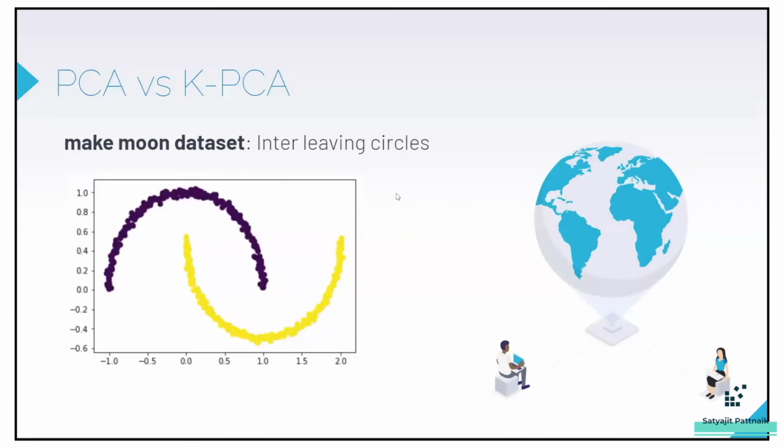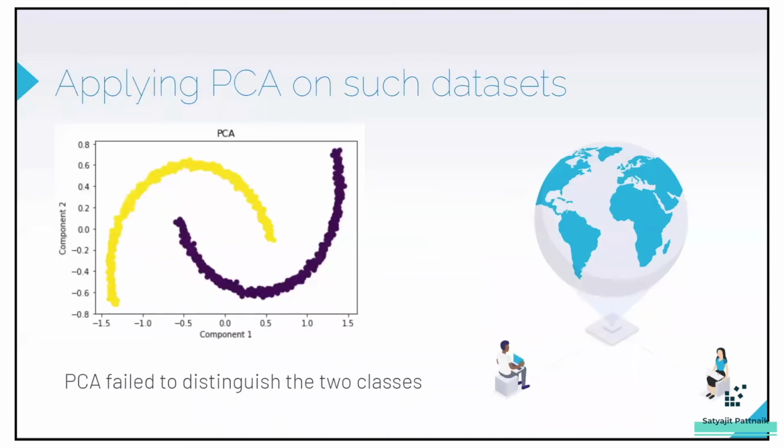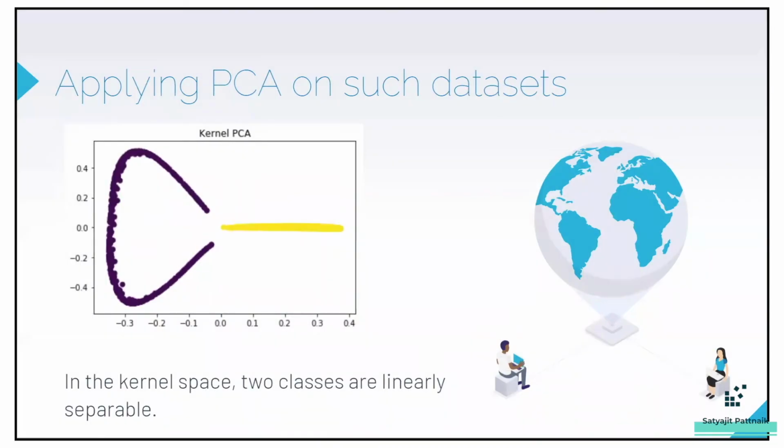Let's quickly jump into, so this is the same thing which I was just showing you. We had used the make moons dataset, interleaving circles, you can see, and PCA failed to distinguish the two classes, but kernel PCA did a very good job. The two classes are linearly separable. Now, visualization is only possible when we are dealing with two variables. When there are more variables, obviously we cannot visualize it, right? So we just have to blindly call our algorithms or techniques and run them.